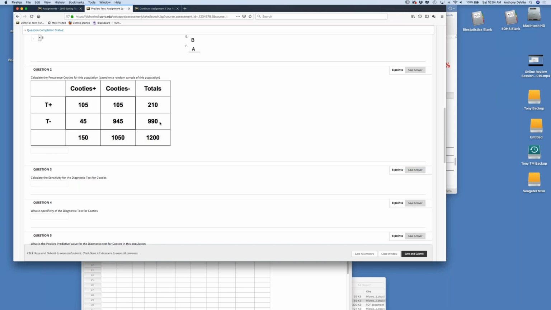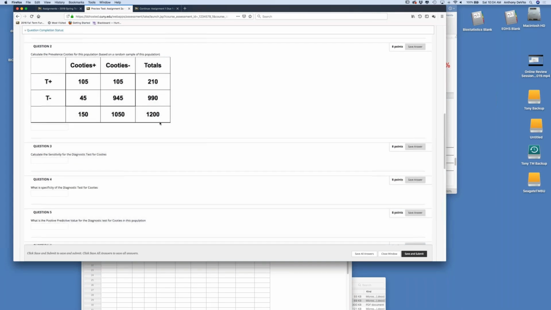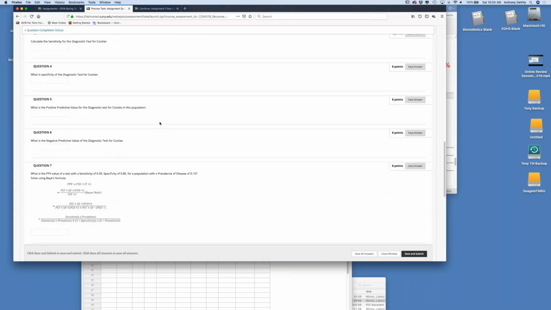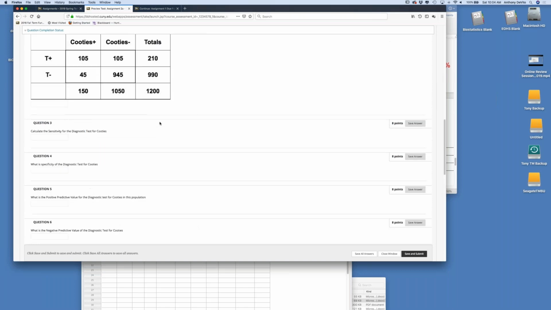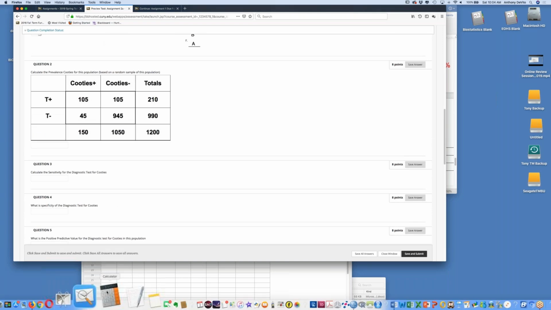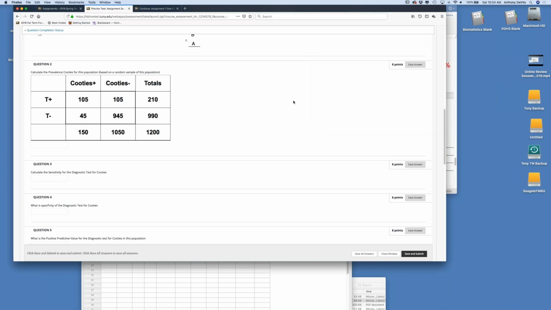Okay, now one of the things you might get on the test is a situation where, let me just calculate what the sensitivity was. It may come up. Sensitivity was 105 divided by 150, which is equal to 70%. Okay, that's our sensitivity.